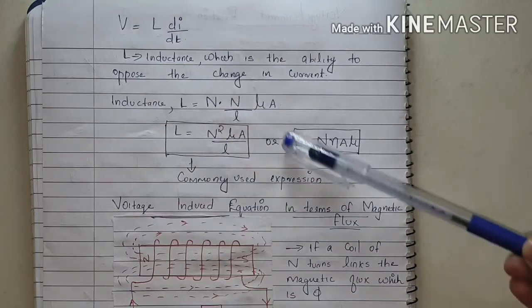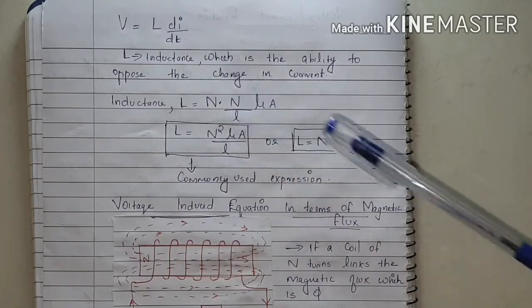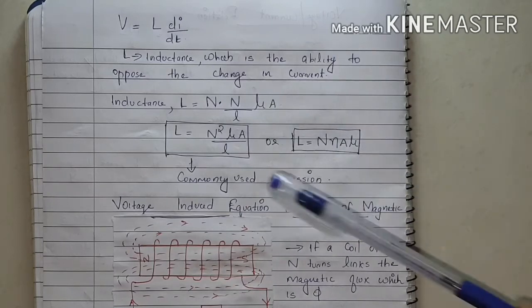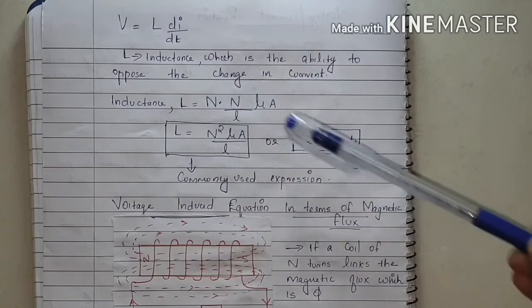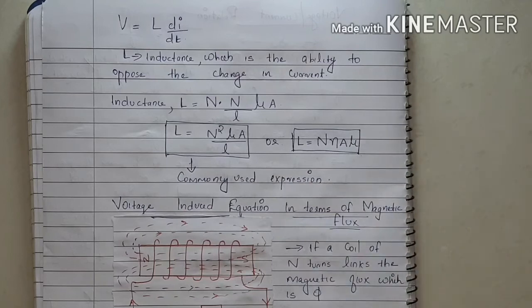This can also be written as, N by L is nothing but small n. So, N small n mu A.